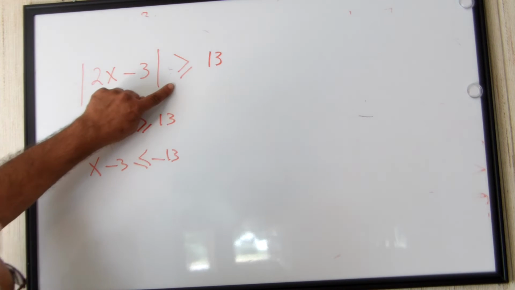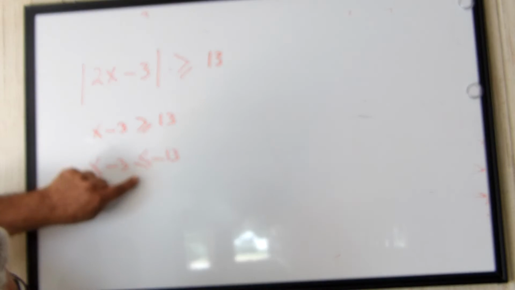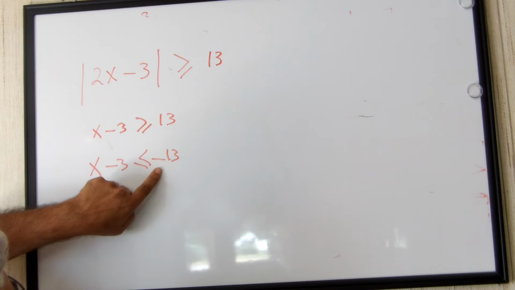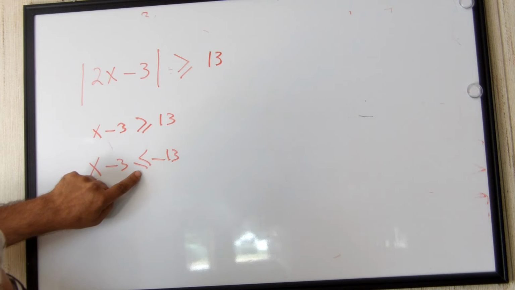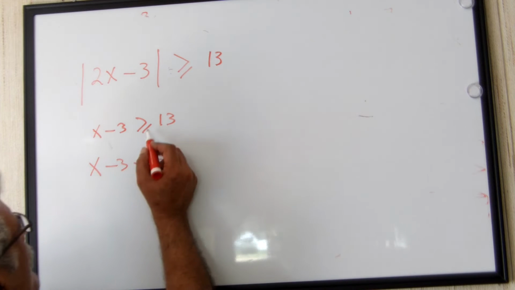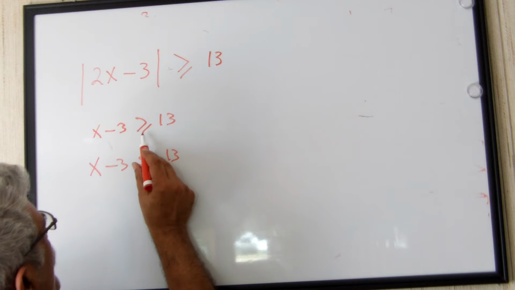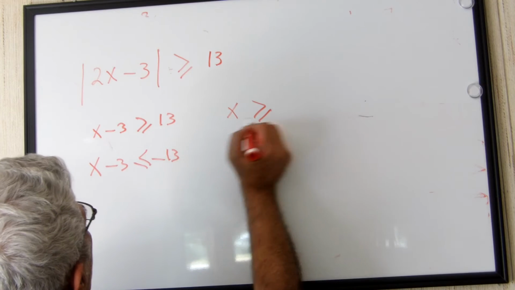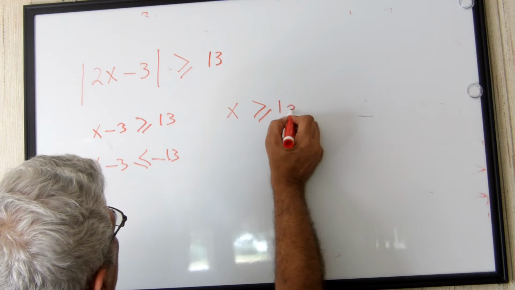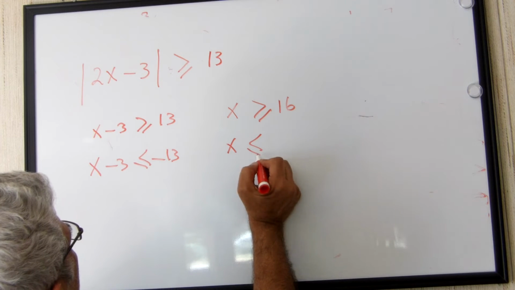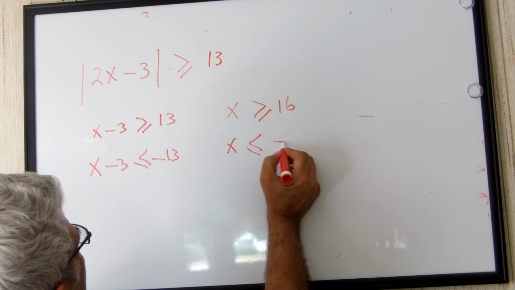I said when we have the inequality sign, we use this one. We also change its direction. This is greater than or equal to, and less than or equal to. So we find x: 3 is going to go there, so x is 16. And here, x is less than or equal to minus 10.